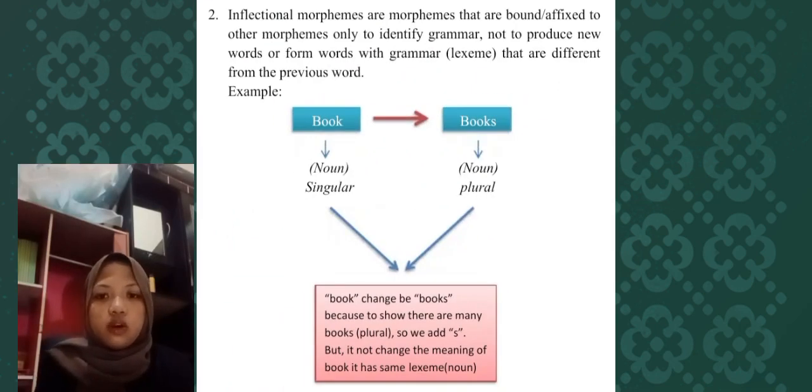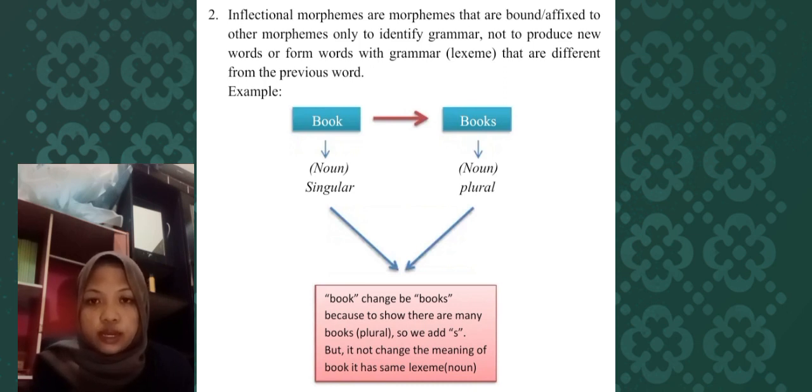Inflectional morphemes are morphemes that are bound or affixed to other morphemes only to identify grammar, not to produce new words or form words with a grammar lexeme that is different from the previous word. Example: book, noun singular; books, noun plural. Book changes to books to show there are many books. Plural, so we add s, but it does not change the meaning of book. It has the same lexeme, a noun.